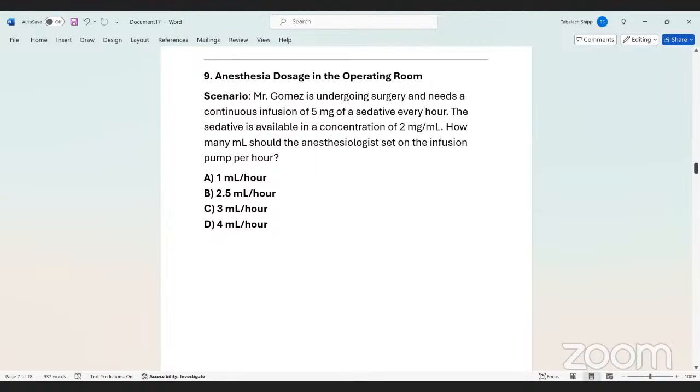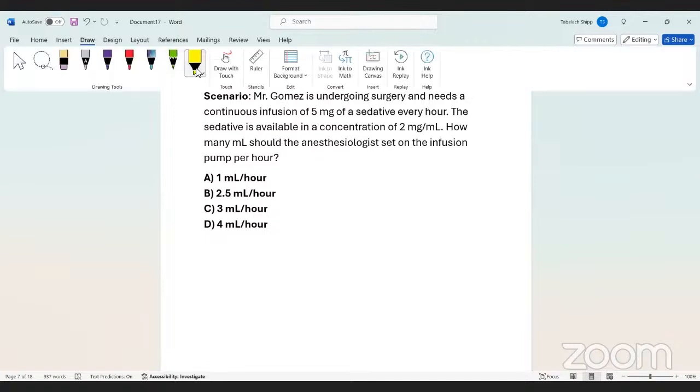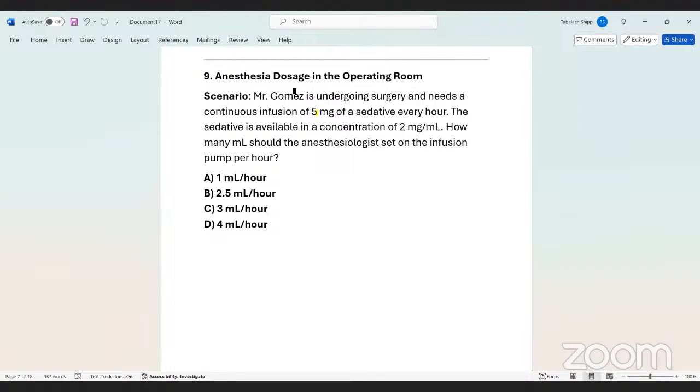This next problem, again, look at what they're asking you to do and know what they're wanting the final unit to become. Okay, so it says Mr. Gomez is undergoing surgery and needs a continuous infusion of 5 milligrams of a sedative every hour. Not every minute, not every second, but every hour. The sedative concentration is 2 milligrams per milliliter. How many milliliters should the anesthesiologist set on the infusion pump per hour?